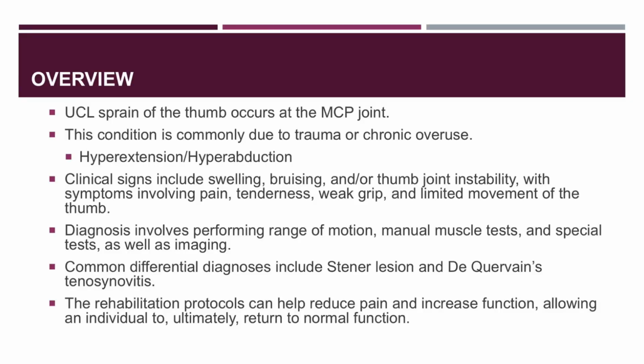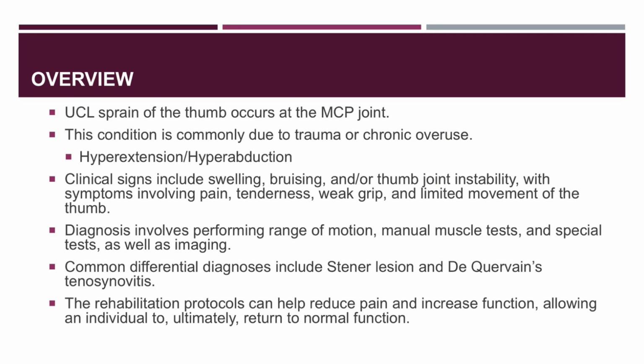So the overview for this presentation: a UCL sprain of the thumb occurs at the MCP joint. And this condition is commonly due to specific trauma or chronic overuse syndrome. And it's known sometimes as skier's thumb, gamekeeper's thumb, or breakdancer's thumb. And for the trauma, it's typically where the thumb is forced into hyperextension or hyperabduction.